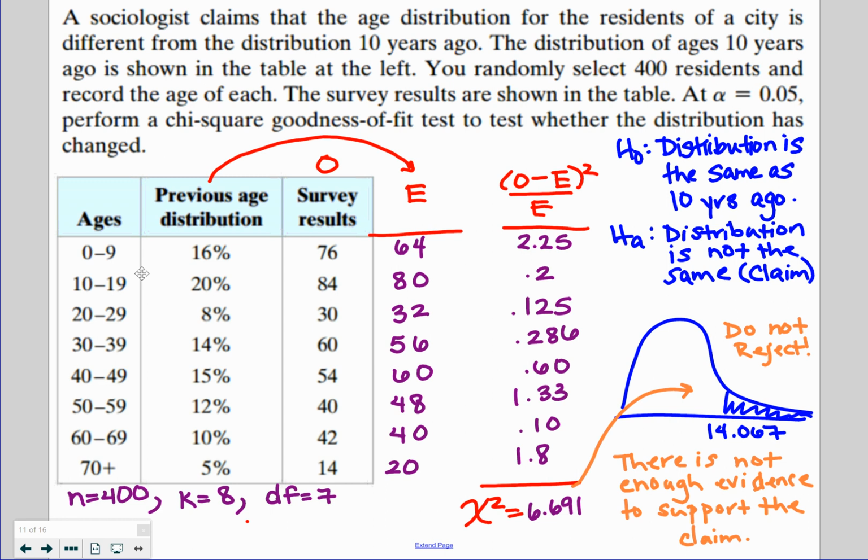Here, double check your null and your alternative. The claim was that the distribution was different than 10 years ago, which means not the same as 10 years ago. So it's because it's that not statement. The claim is the alternative, and the null is that it is the same. That's what we're testing for. Is it the same as this 10-year ago data that we're given? Okay.